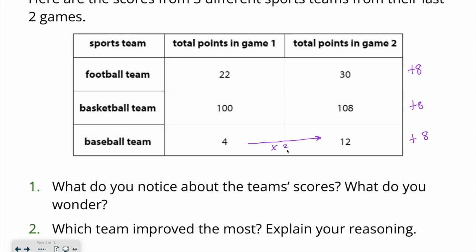And for the baseball team, we were multiplying by 3. For the basketball team, 108 divided by 100 said we were multiplying by 1.08. And for the football team, 30 divided by 22 said we were multiplying by 1.36 repeating. And so looking at that, I think the baseball team performed the best or improved the most because they were multiplied by a bigger number.